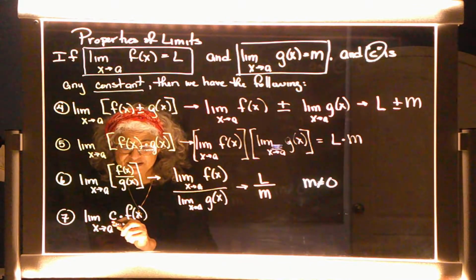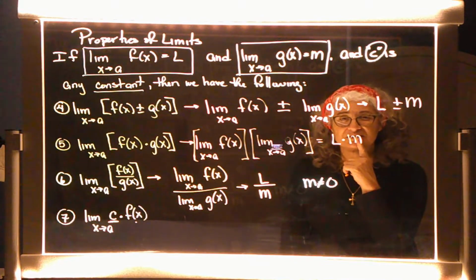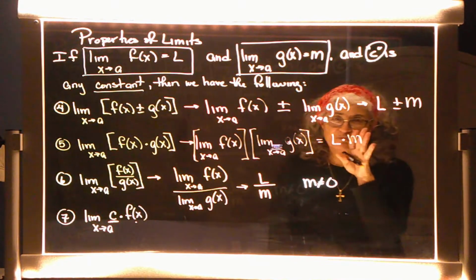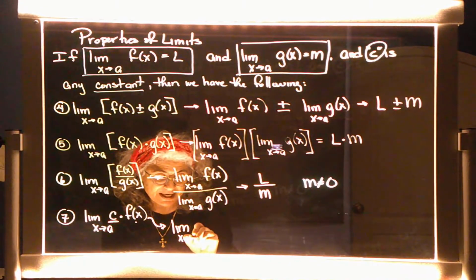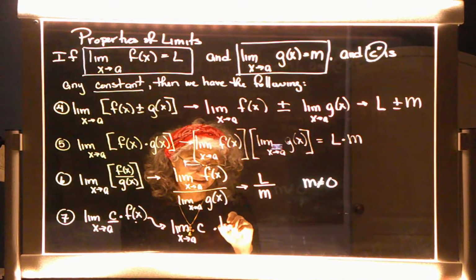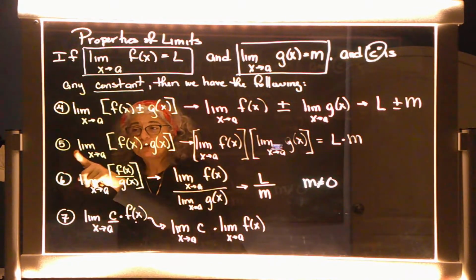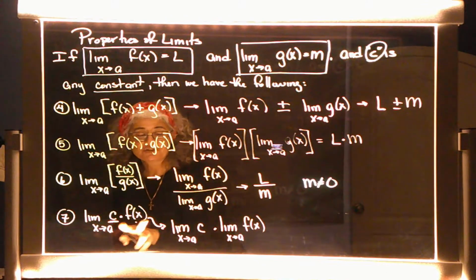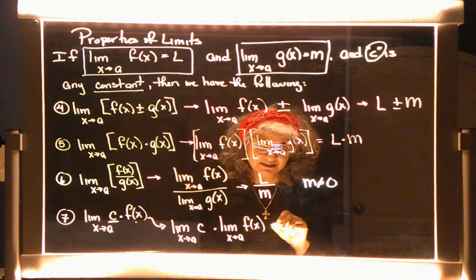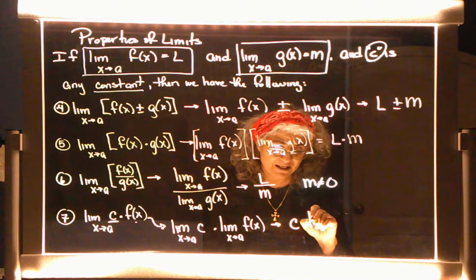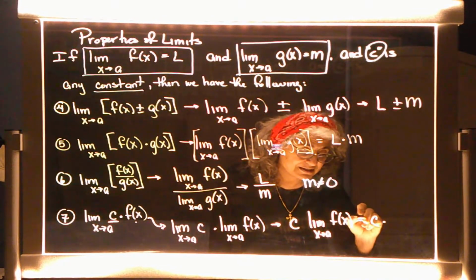Notice it's asking me to take the limit of a constant multiplied by the function. Well, remember property number 1? What's the limit of a constant? Yeah, the limit of a constant is just a constant, isn't it? So here's the deal. This one we can write as the limit as x approaches a of c multiplied by the limit as x approaches a of f of x. I'm using property number 5, aren't I? I can take the limit of each of these individually based upon property 5. Agreed? Okay, but remember what we said. What's the limit of a constant? Yeah, the limit of a constant is just the constant. And then we'll have the limit as x approaches a of f of x, right? Well, in this case, it'd be just c times L.